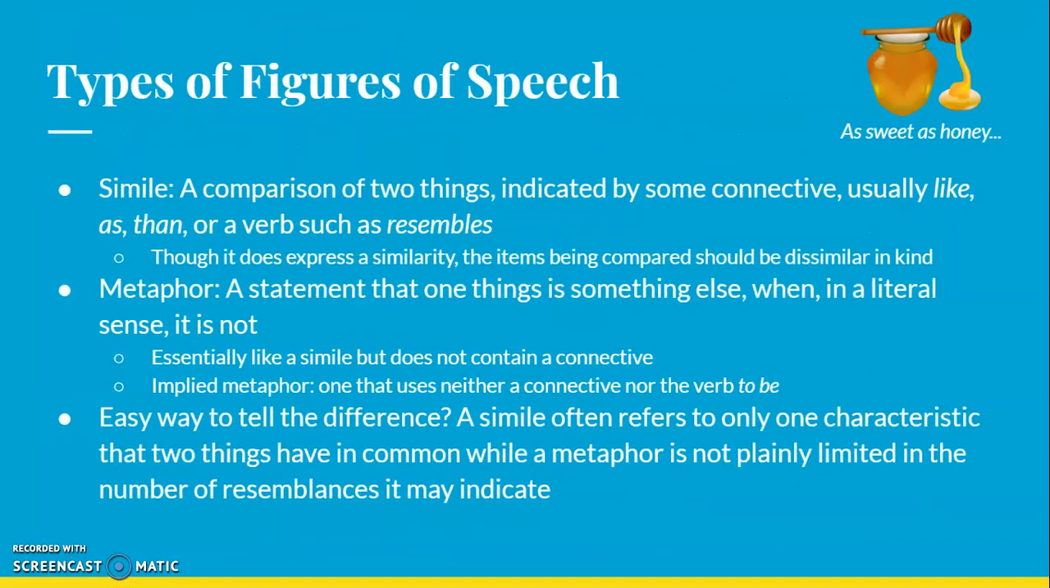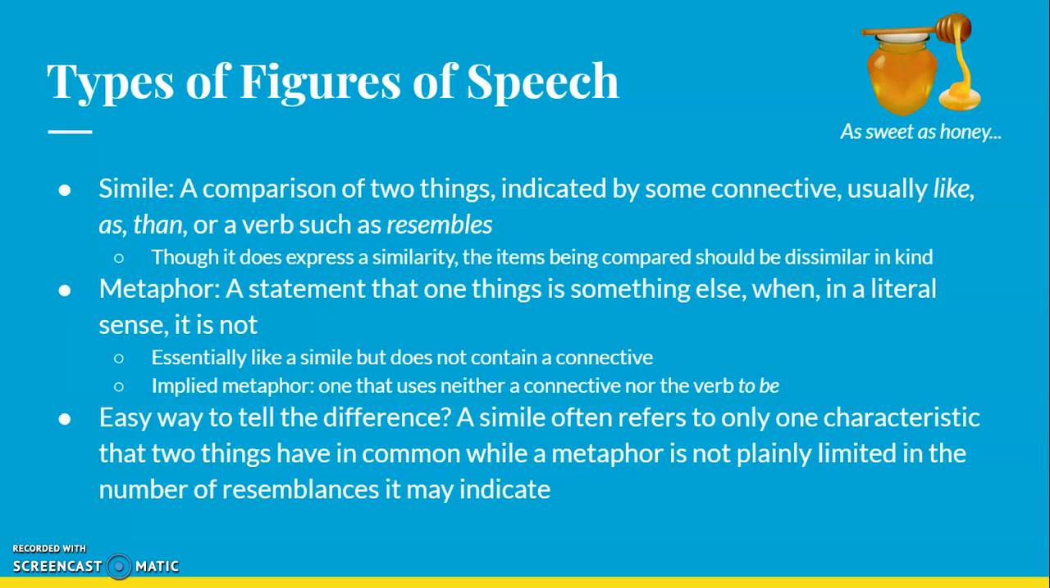So, what types of figures of speech do we have? Well, we actually have quite a few, but let's start with the two that most people know, that being simile and metaphor. Simile is a comparison of two things, usually indicated by some kind of connective, usually like, as, than, or a verb like resembles. An example is someone is as sweet as honey. Even though it expresses a similarity, the items being compared should be dissimilar in kind. So of course, a person isn't exactly similar to honey.